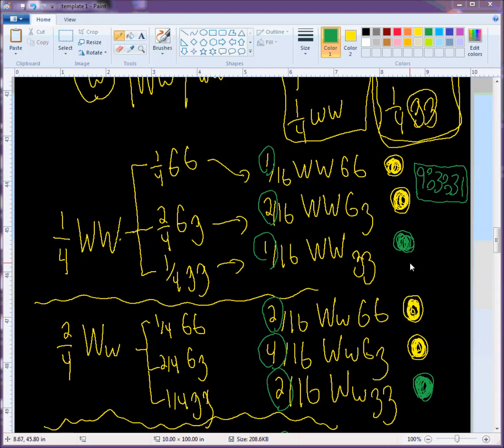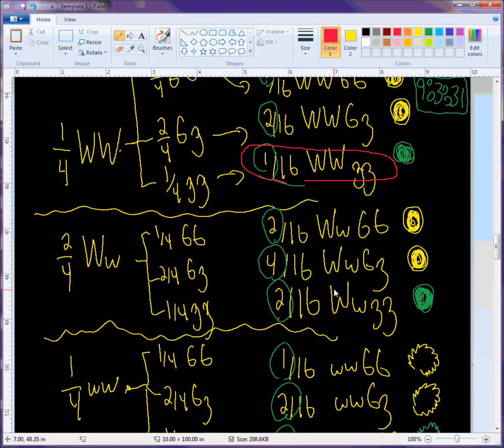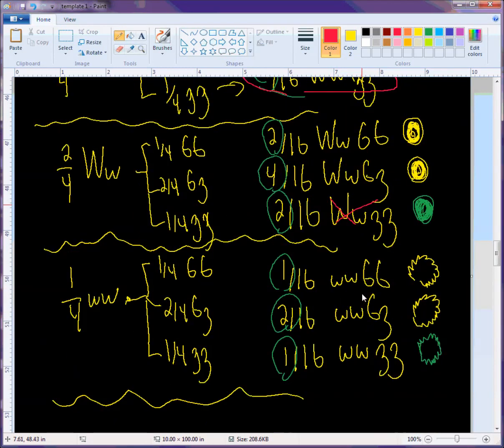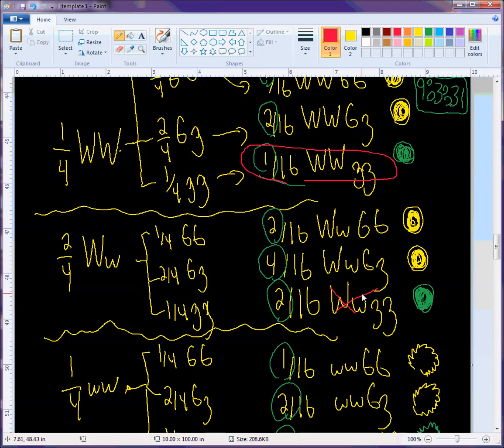And so we can take a look, round and green. So this one right here, I want to use red here. So 1 out of 16 there. Let's take a look. This one is not true breeding, right? Because it's heterozygous there. So it would just be 1 out of 16 were round and green and true breeding.